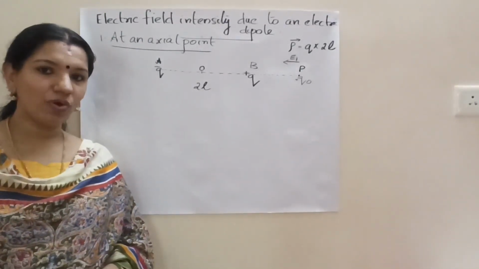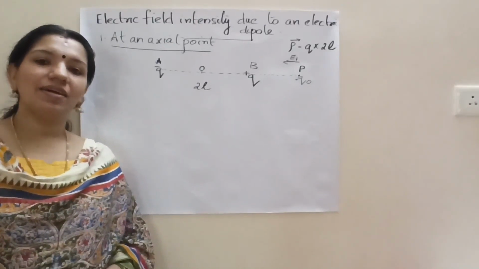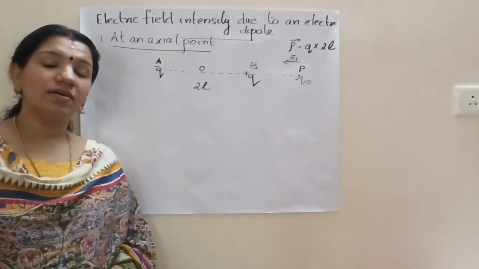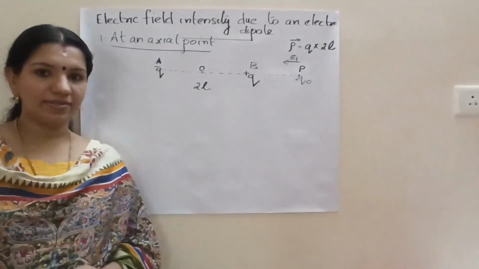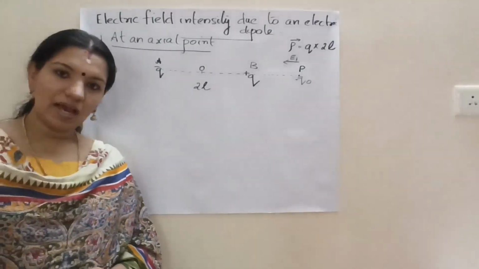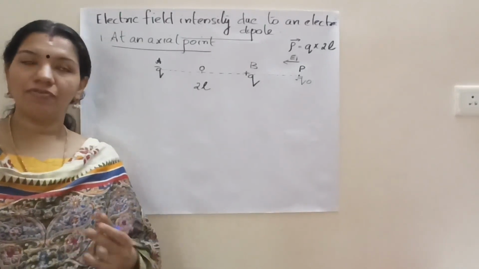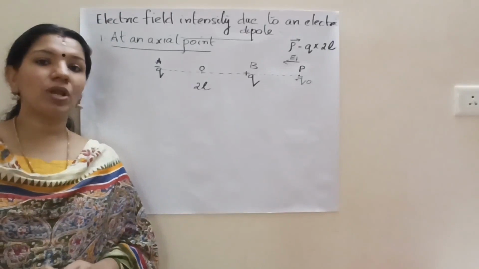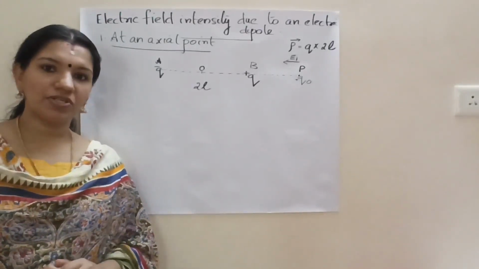I hope you have gone through the topic and today we are moving to the balance of electric dipole and the main two derivations in that chapter. In the last class we found the electric field intensity due to an electric dipole at the center and we derived one expression there.